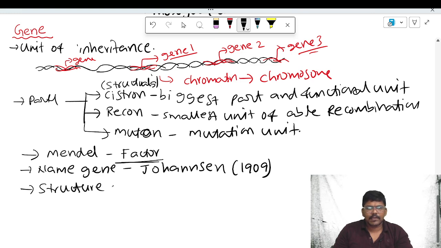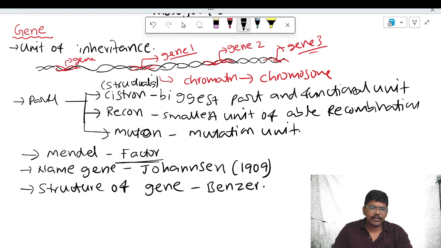Next, the structure of the gene was proposed by Benzer. Benzer is the scientist who proposed the structure of the gene. Already we have seen the structure of the gene, which contains the cistron, recon, and muton.